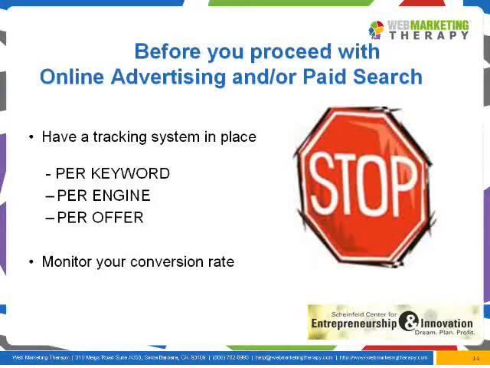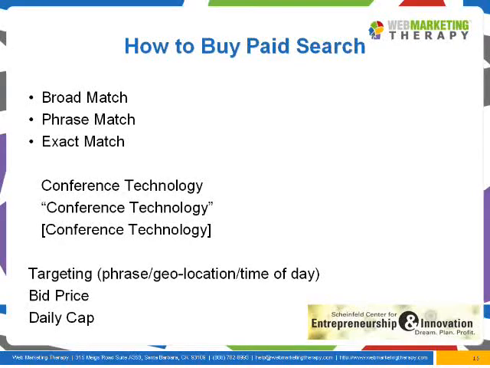And before you proceed with any type of online advertising and/or paid search, you want to make sure that you have a really solid tracking system in place. Tracking means that you're able to measure success, and online marketing is the most valuable medium out there to measure success and to optimize. So you want to make sure if you're buying banner ads that you can measure how much it pays back. If you're buying keywords on Google or Yahoo or Bing, measure success per keyword. And also you want to measure your conversion rate, which is the percentage of people who click on your ad and take a desired action.